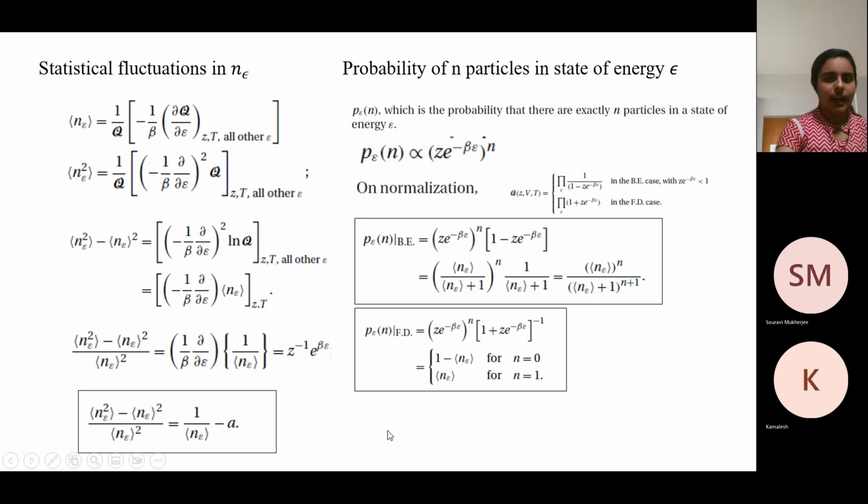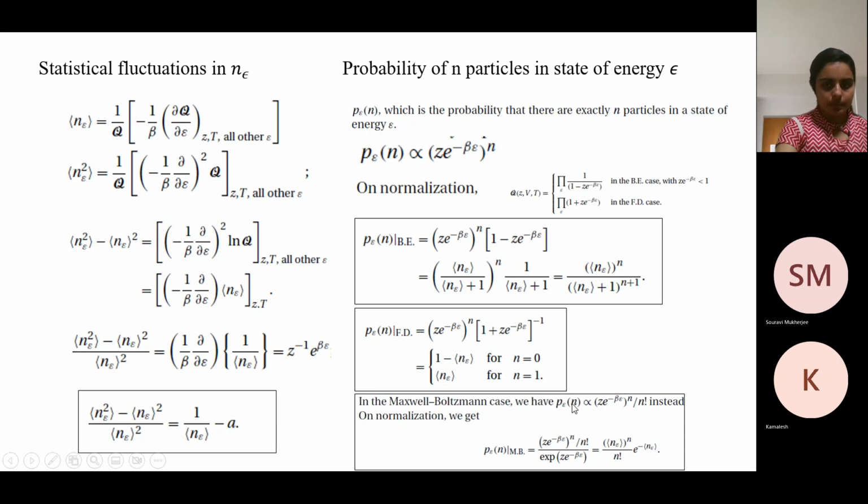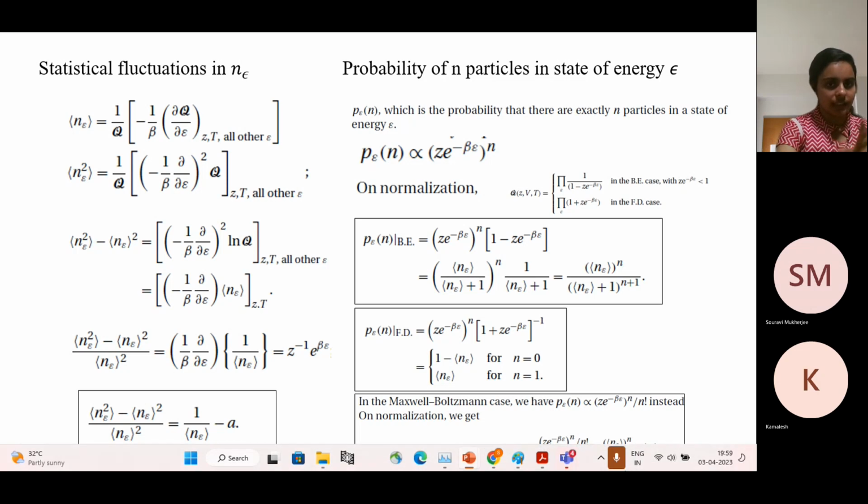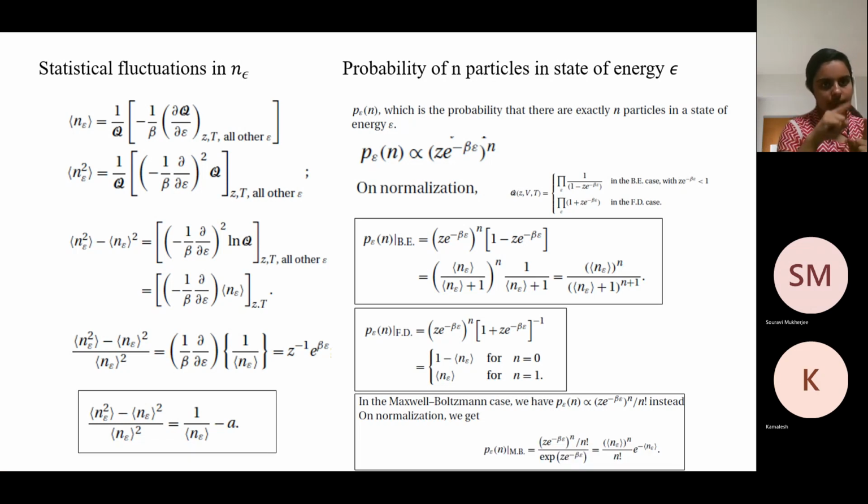What happens now when you have a Maxwell-Boltzmann case? For the Maxwell-Boltzmann case, P n epsilon obviously will again depend on z e to the power minus beta epsilon to the power n. But you again have this 1 by n factorial term, which comes from the statistical weight factor, because these are distinguishable particles. You had n factorial by n1 factorial, n2 factorial, and so on, and then you divided by the Gibbs factor. So what remained was just 1 by n factorial, right? And you have to take that into account because now the particles are distinguishable.